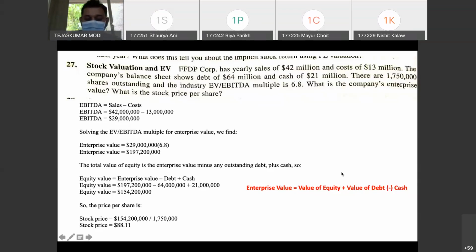Yes, right. So I have rearranged the formula from value of equity. That's why it is added here. Because we know the enterprise value, there is no change in the formula. Please read the formula carefully. And then we have divided by number of shares to arrive at the stock price. This is the 27th question.